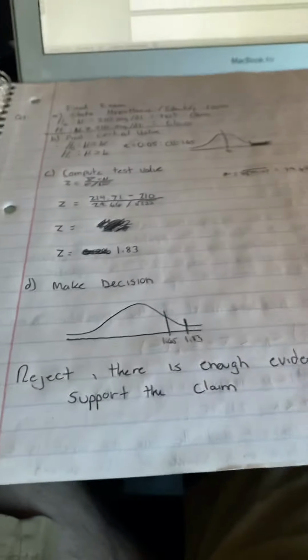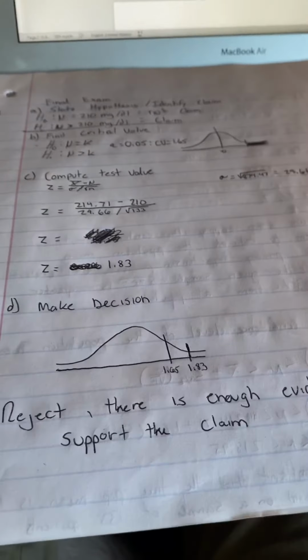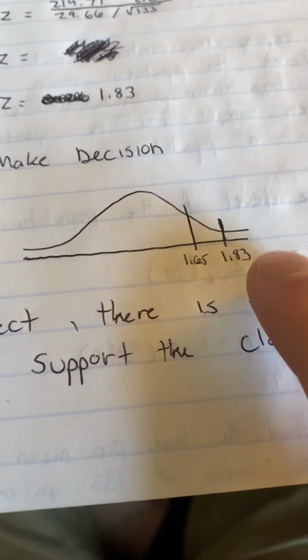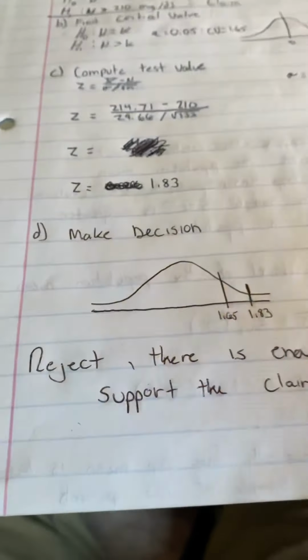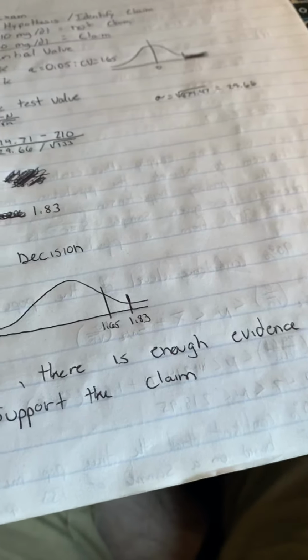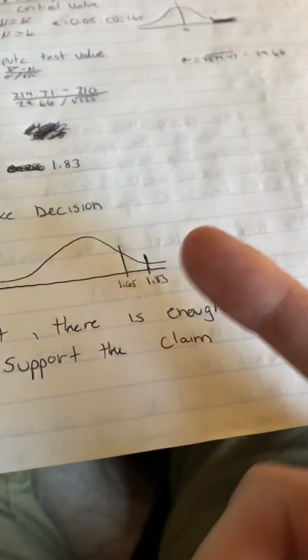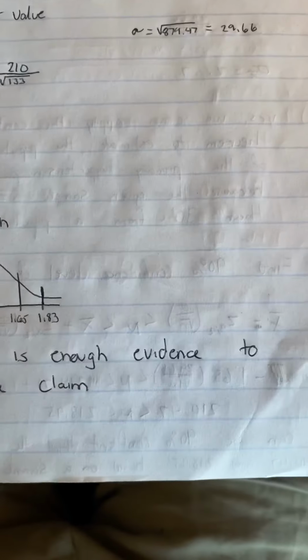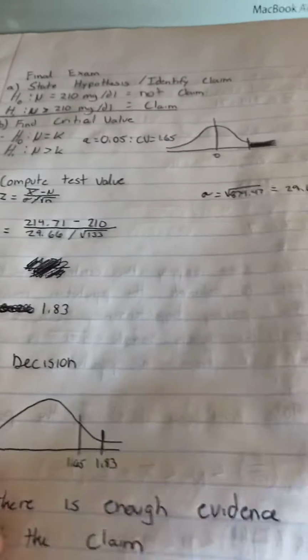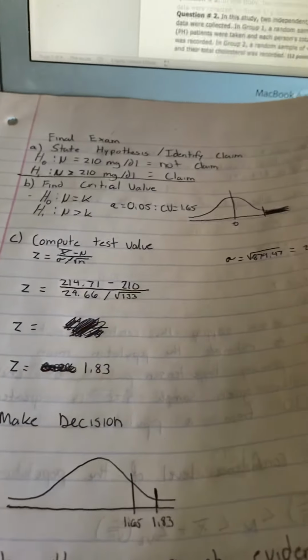Now, after we find our test value, we have to make our decision. Since 1.83 is beyond 1.65, we're going to reject the null hypothesis. We reject it because there is enough evidence to support the claim. So that is question number one. Now, going down to question number two.